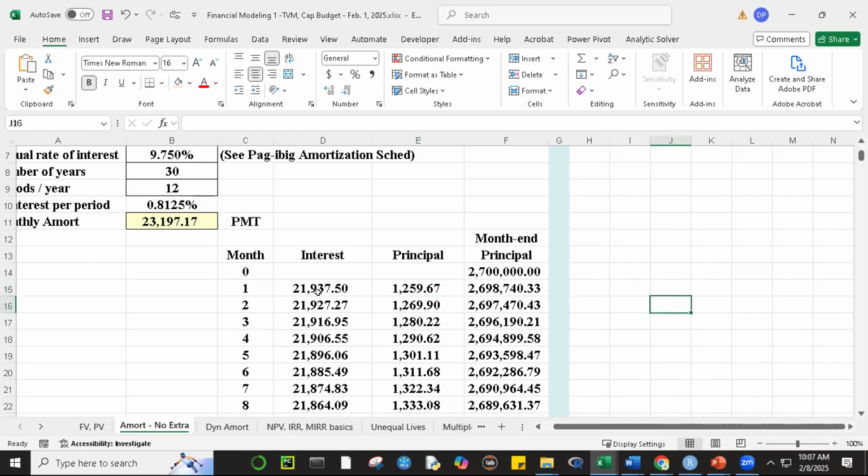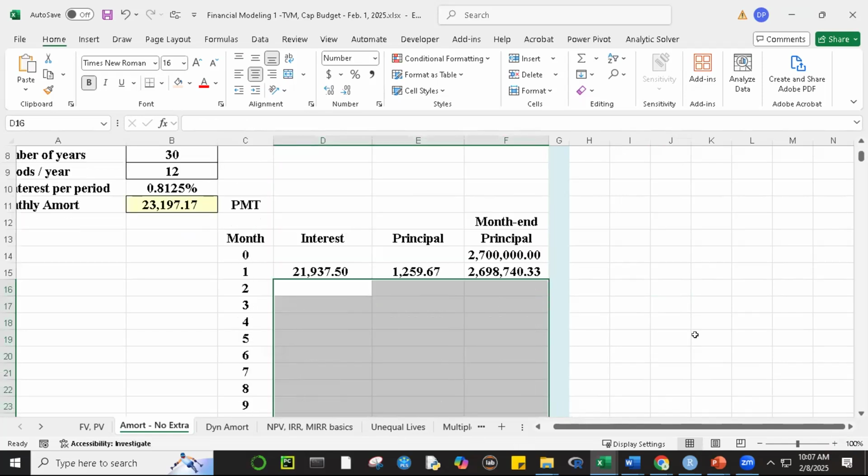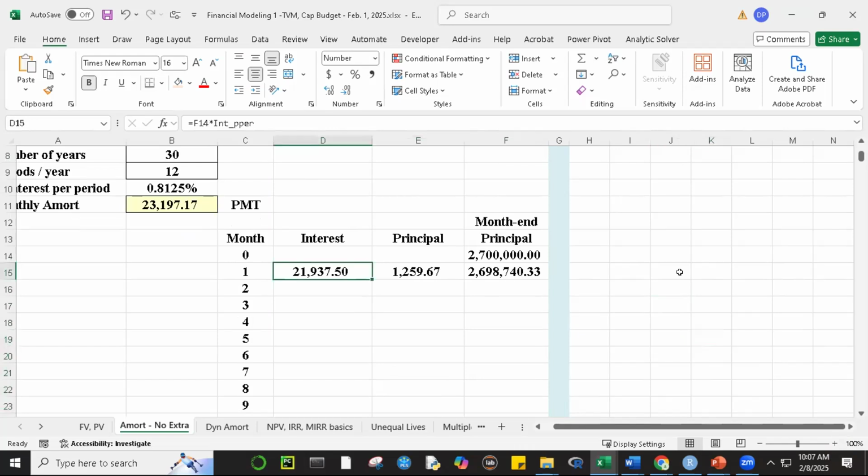Let me pause here first. Let's take a look at this line. May I have a show of hands, please, so that nobody is left out? Who among you got the 21,937.5? Kindly chat, please. Okay, good. So we're okay with the 21,937.